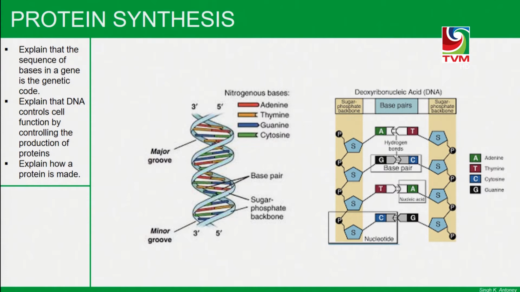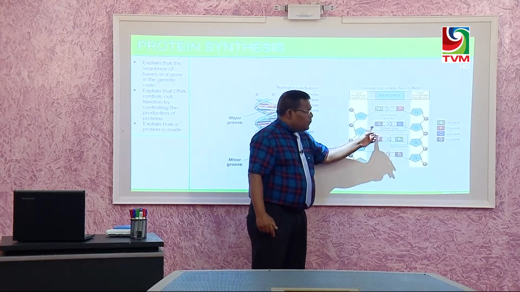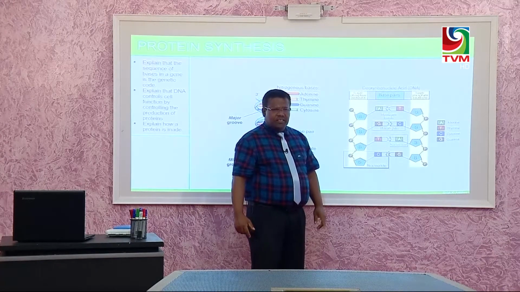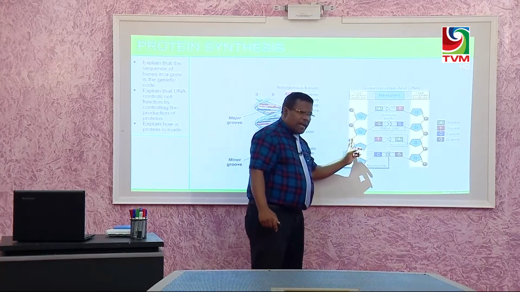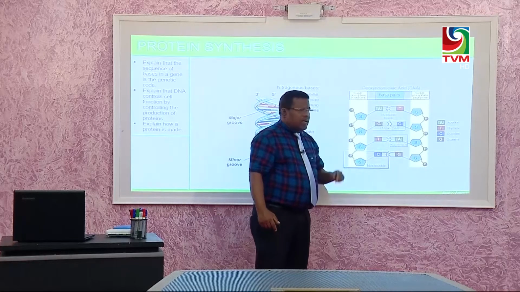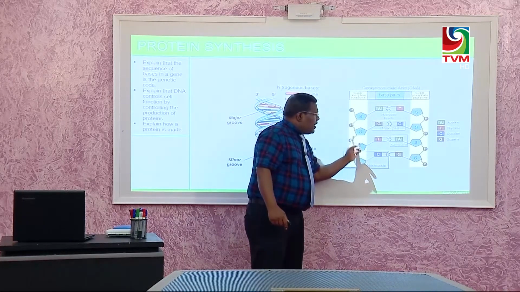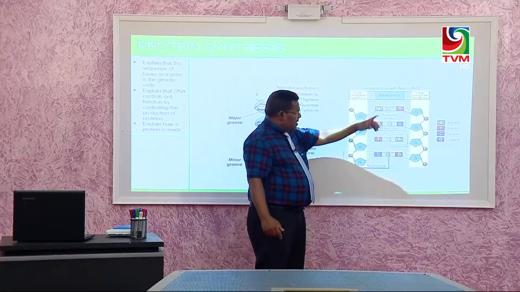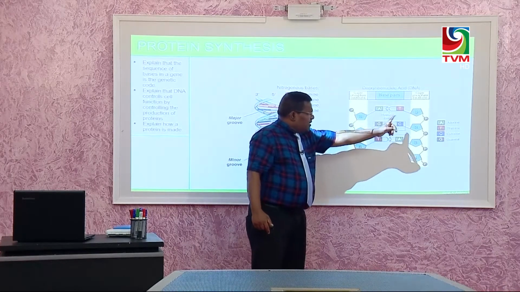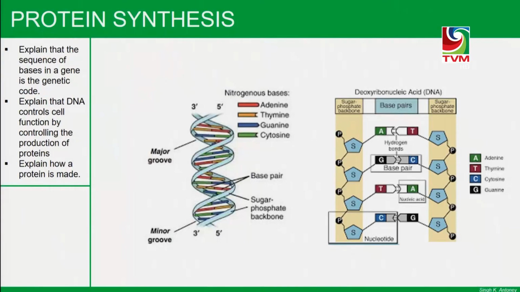According to the rule of base pairing, adenine will always pair with thymine and cytosine will pair with guanine. So adenine is always pairing with thymine. When this strand is providing adenine, the other strand will provide thymine. When this strand is providing thymine, the other one will provide adenine. Likewise, when this is providing guanine, the other strand will provide cytosine. And when this strand is providing cytosine, the other one will provide guanine.